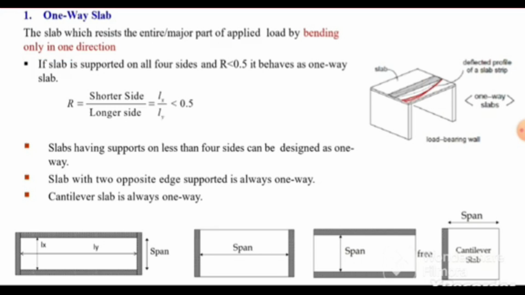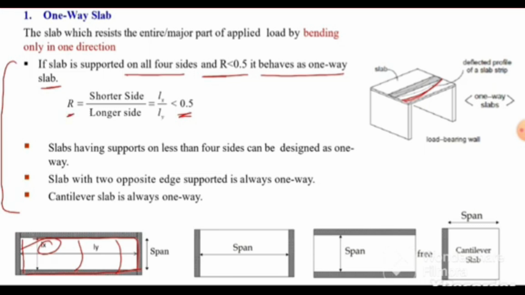So how will we come to know whether this slab panel will bend in one direction or two directions? For that we have different criteria. For example, if a slab is supported on all four sides and its aspect ratio is less than 0.5, then it will behave as a one-way slab, meaning it will bend only in one direction. We can see over here, it is supported on all four sides and its aspect ratio, meaning its shorter side to longer side ratio, is less than 0.5. So in that case it will bend only in one direction. There will be no bending in the other direction.